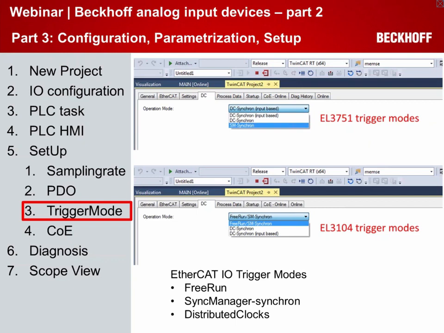And therefore the best quality trigger mode is distributed clock, this third one, because in the distributed clock mode, the analog triggering is done by the internal clock, synchronized better than 100 nanoseconds in the distributed clock system between all slaves, and so you have the best analog trigger in relation to the timing quality. And here in the screenshots, you see, for example, that the EL3751 supports the DC mode, DC synchrone, and the frame triggered sync manager synchrone mode, while the EL3102 also supports the free run mode.